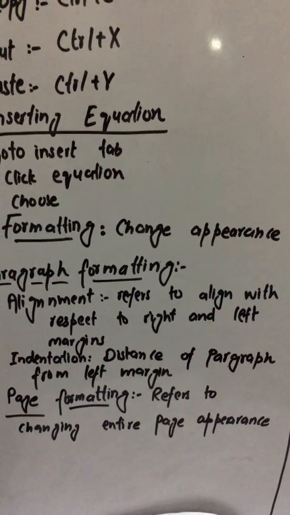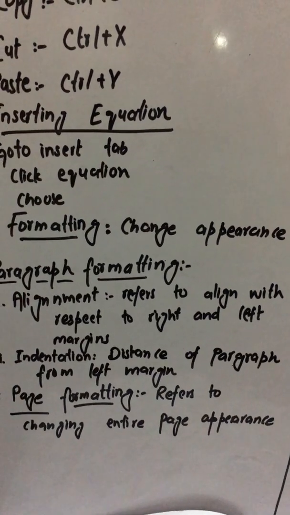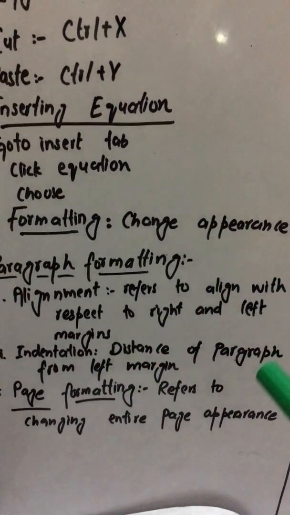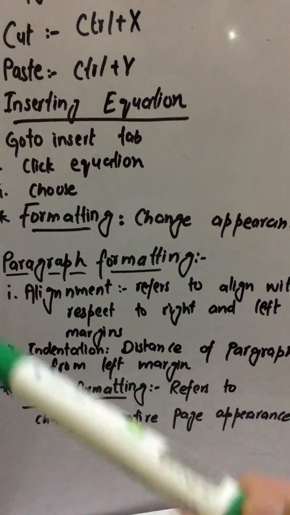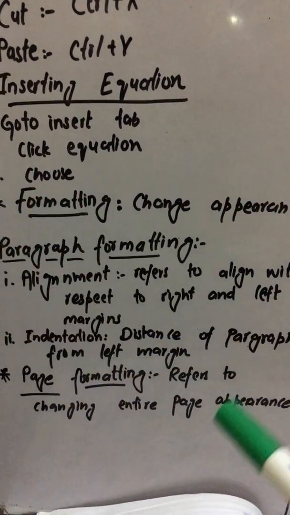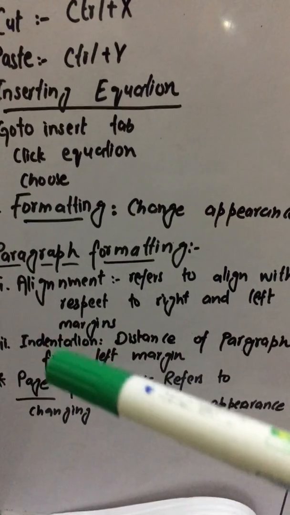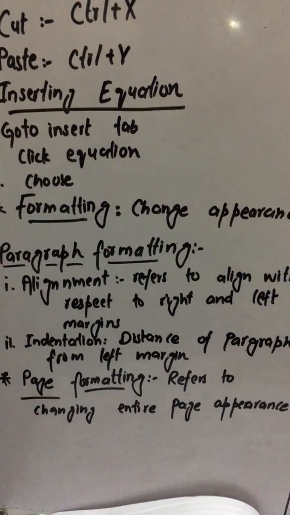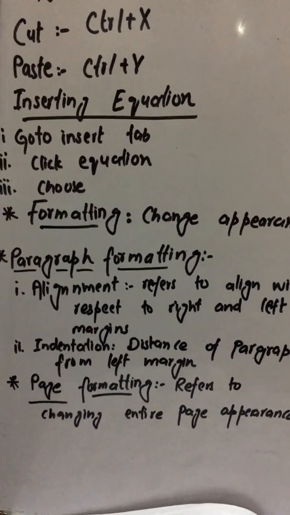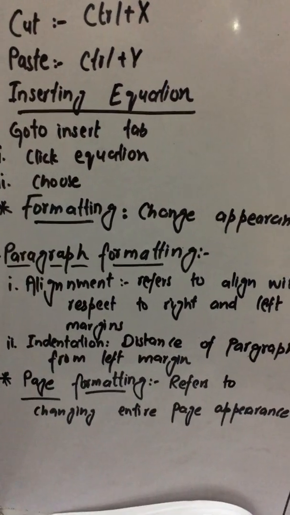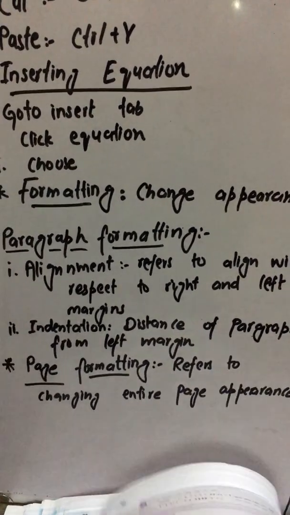So you have the option to format the text by choosing the text, or by choosing any sentence from your Word document. You can change the font size, you can change the font color, and you can give different effects to your text. Then we have paragraph formatting.